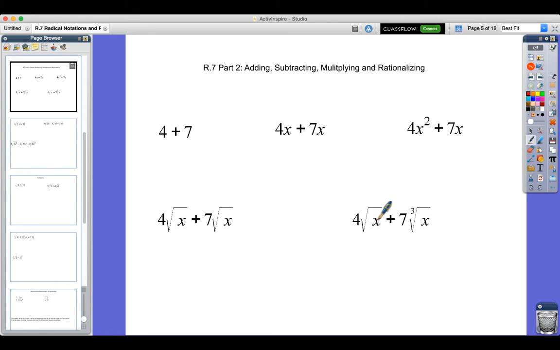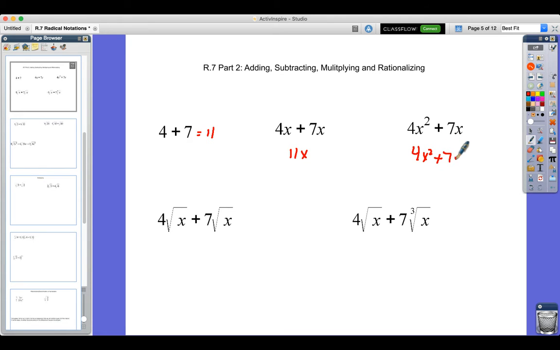We're finishing part 2 now, R7 here. So we're talking about adding, subtracting, multiplying, and rationalization. Let's start with some basics real quick. When we look at something like 7 plus 4 plus 7, what do we get? We get 18. What about 4x plus 7x? We get 11x. What about 4x squared plus 7x? You can't add those, so it just stays as it is.